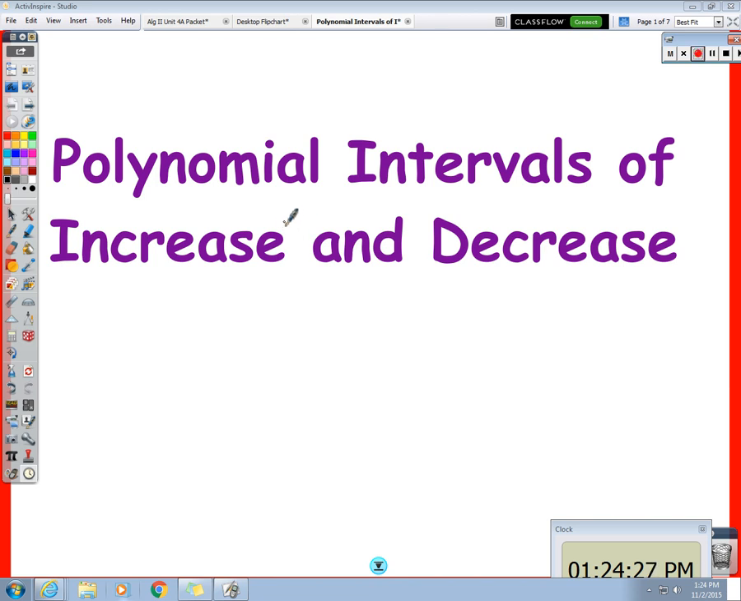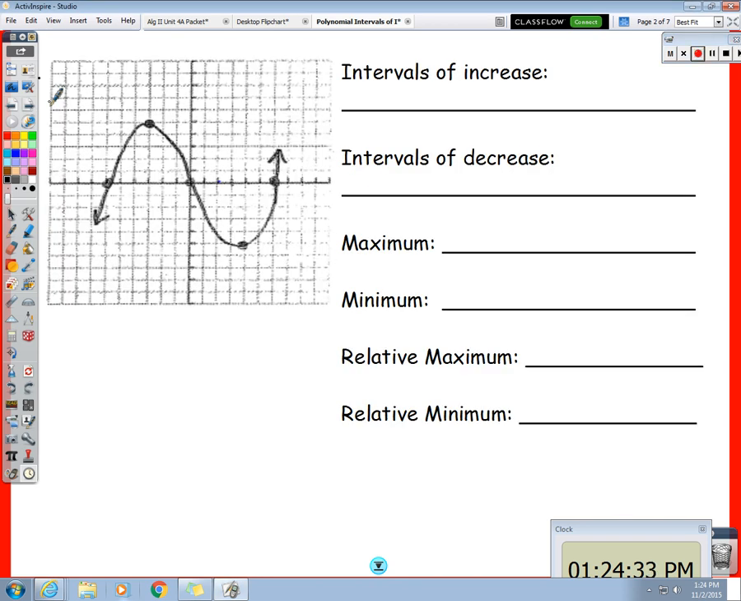Okay, today we're talking about polynomial intervals of increase and decrease. All right, question number 1. Now, I know on your papers you don't have all of that, but we're going to talk about all 6 of these characteristics. So as we work through each problem, you can just write these in somewhere.